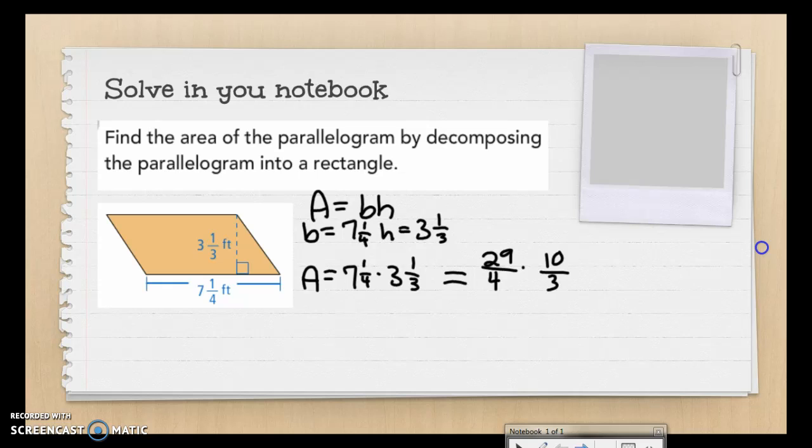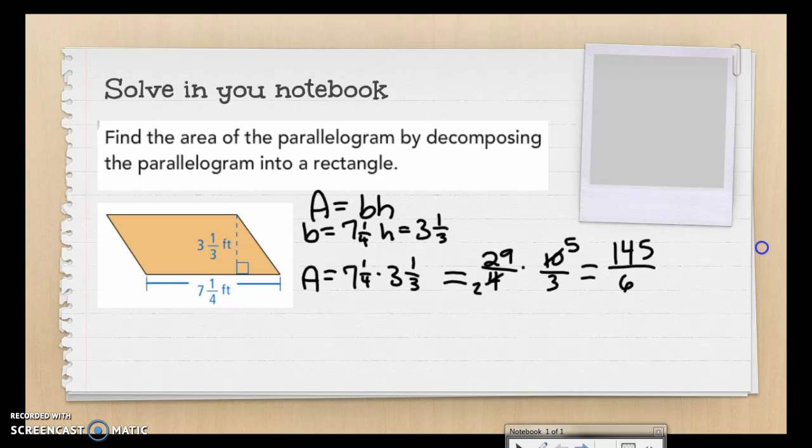My favorite thing to do with these is to cross-reduce. Some people don't like to do that. They like to wait till the end. I like to go ahead and take care of it. 4 and 10 have a common factor of 2. So 4 divided by 2 is 2. 10 divided by 2 is 5. Now we have 29 times 5, which is 145, over 2 times 3, which is 6.